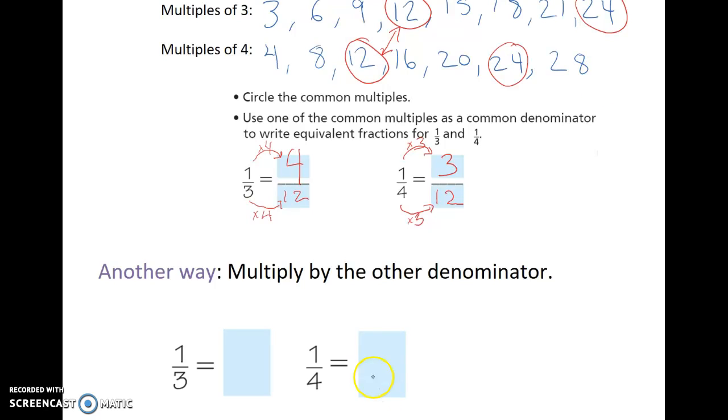So if I have 1/3 and 1/4, I just take the opposite denominator and I multiply by that. 1/3, I'm going to multiply each of those times 4.